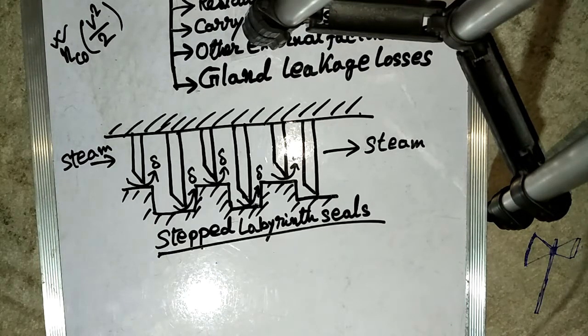Both the diaphragm and tip leakage can be minimized by reducing the radial clearance, but it must avoid rubbing or metal to metal contact. The clearance may be as low as 0.5 millimeter. However, proper balancing of the rotor, both static and dynamic, is a must to avoid such rubbing.